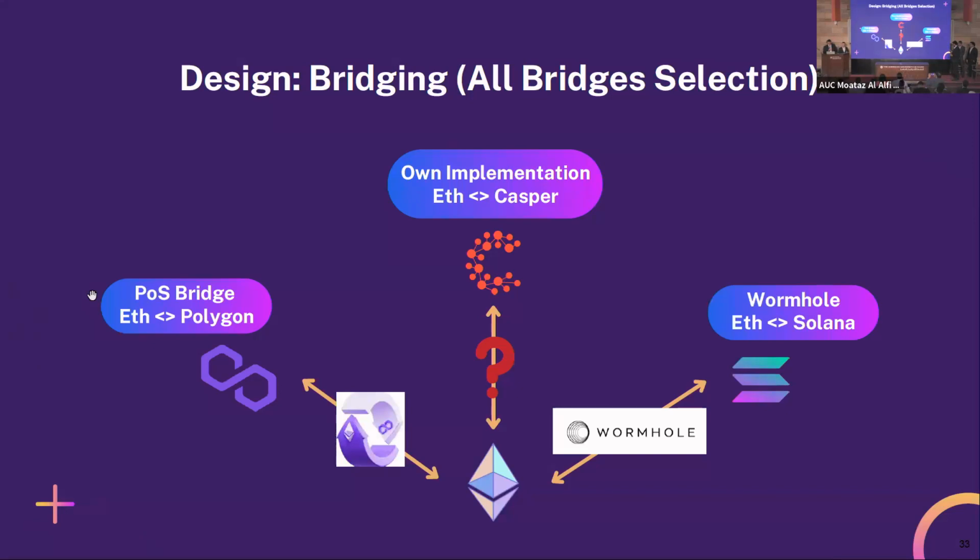So in order to transfer assets cross-chain, for Solana, we use the Wormhole bridge to transfer assets to Ethereum. And for Polygon, we use the proof of stake bridge. And for Casper, it's a new upcoming blockchain that has no bridge implementation, so we decided to implement our own. So now Omar will walk you through a demo presenting you our own implementation.